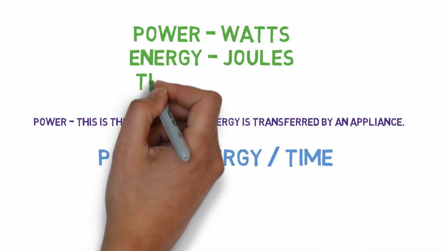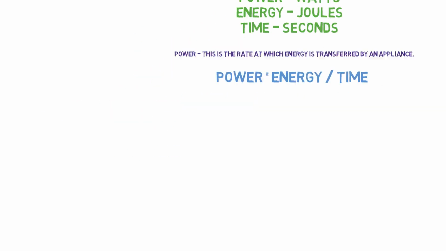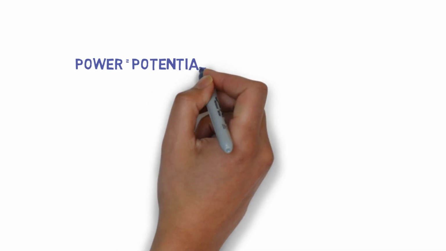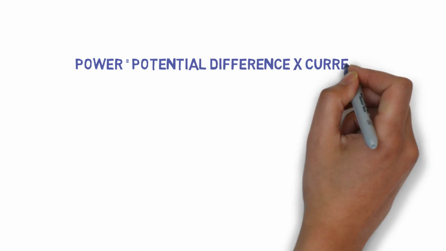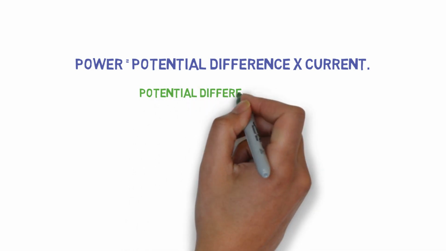There is also another formula for power. You can work out the power of a device by multiplying the potential difference of the supply and the current. Power equals potential difference times current, or power equals voltage times current. Potential difference is measured in volts, and current is measured in amps.